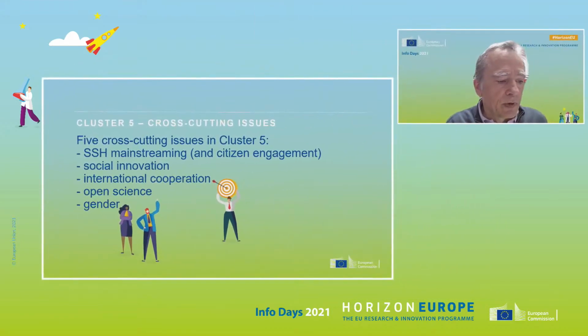Now, we have 5 cross-cutting issues that we're going to be talking about today. First one is the mainstreaming of social sciences and humanities, SSH mainstreaming and citizen engagement. Then we have social innovation, we have international cooperation, we have open science, and we have gender. Not necessarily in this order, actually, since I presented a different order to you, but we'll get to that in a second.